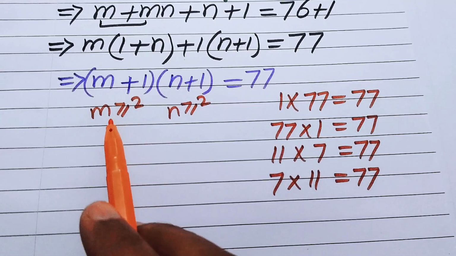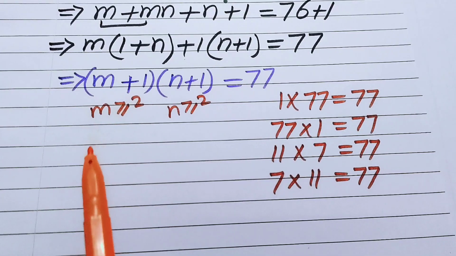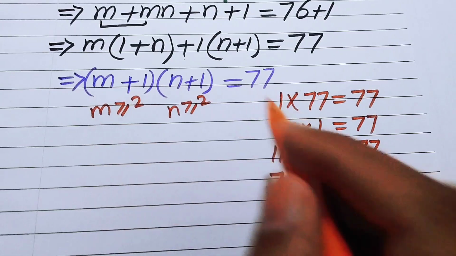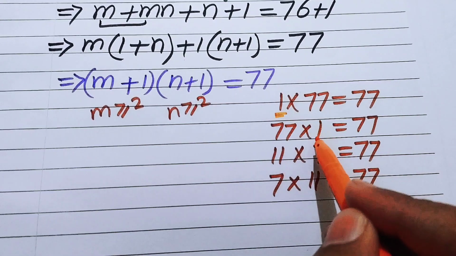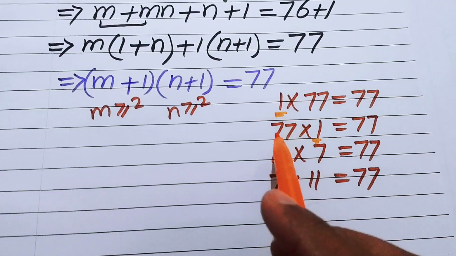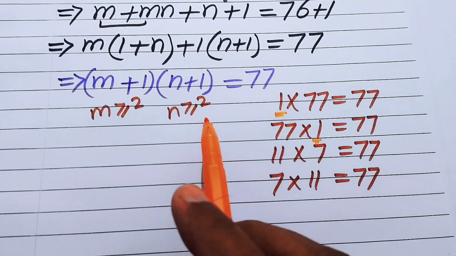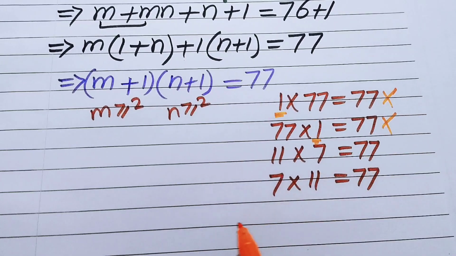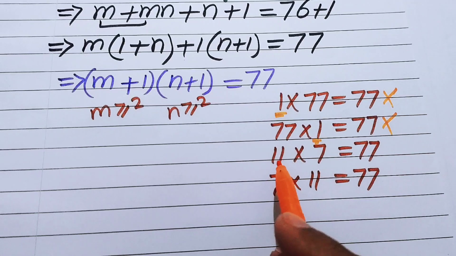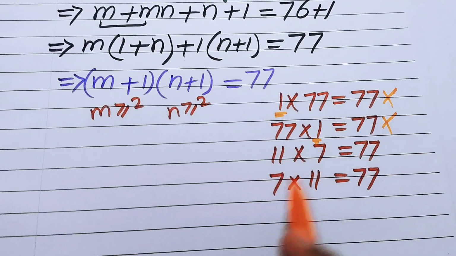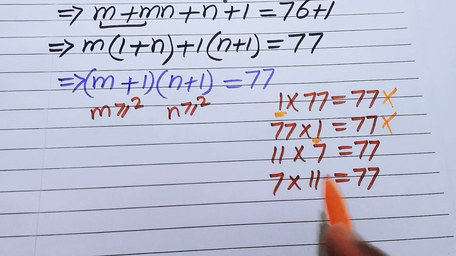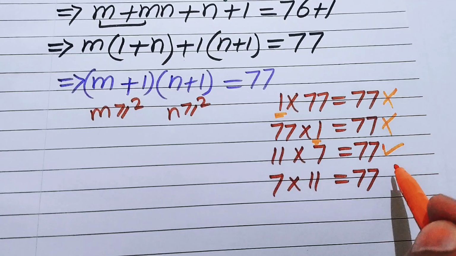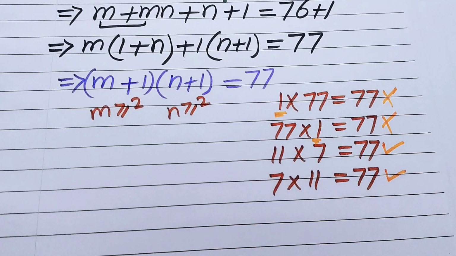Because here we need two numbers which are greater than or equal to 2, you see that we have 1 here and 1 here, which is not greater than or equal to 2, so we reject these two cases. And here you see that 11 is greater than 2 and 7 is greater than 2, similarly this is also greater than 2, so we accept these two cases.